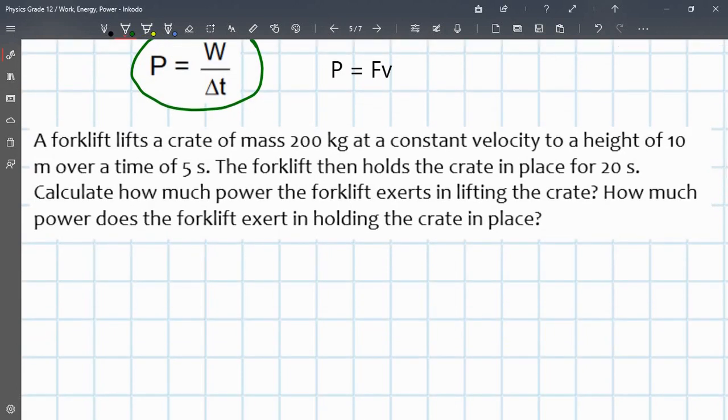So how does the question go? It says a forklift lifts a crate of mass 200 kg at a constant velocity to a height of 10 meters over a period of time of 5 seconds. The forklift then holds the crate in place for 20 seconds.